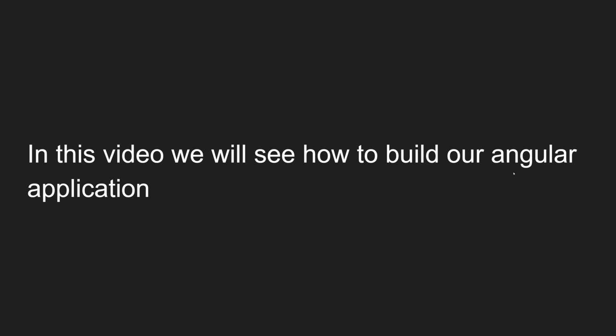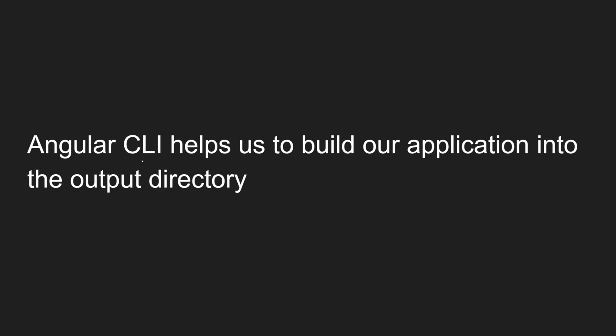In this video we will see how to build our Angular application. Angular CLI helps us to build our application into the output directory. The output directory means whatever the compiled code, the Angular application will be compiled into JavaScript, so that the entire JavaScript code will be placed in a directory. That directory is called an output directory. In that folder, the compiled files will be placed. So the Angular CLI makes the code compiled, and also makes the files placed in a separate folder called the output directory.